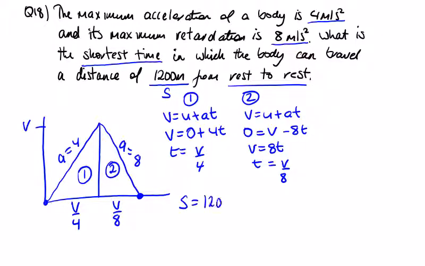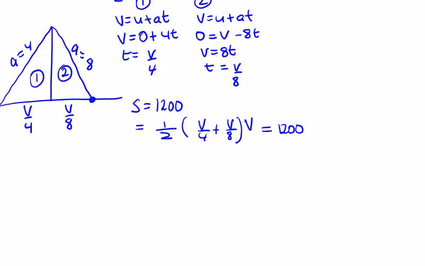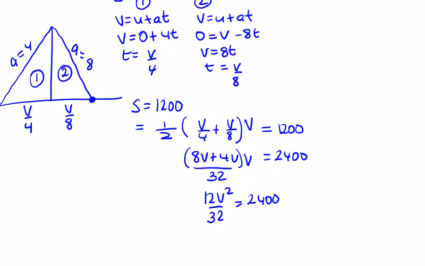So S is equal to 1200, which is equal to the area: half the base, v over 4 plus v over 8, by the perpendicular height, which is also v, is 1200. Well, I'll get rid of my half straight away. I'll just multiply by 2, so I'll get 2400 on the right. And I'm going to get 8v plus 4v over 32 times v, which is 12v by v. 12v squared over 32 is equal to 2400.